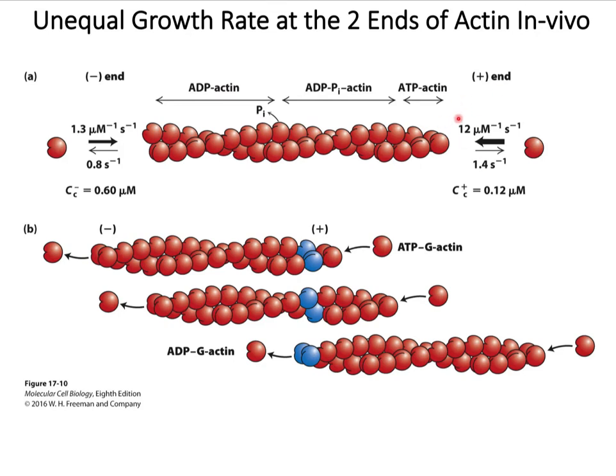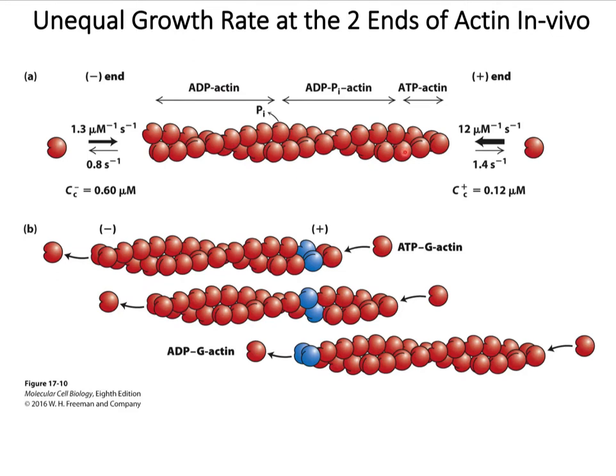Similarly, if you just look at this bottom skinny arrow, which shows the dissociation or depolymerization of the G-actin, at the plus end the rate of dissociation is 1.4 per second and 0.8 per second at the minus end. The values are much closer. So you can conclude that the rate of dissociation does not depend upon the concentration of the G-actin. But what is the implication of these association and dissociation rates for actin dynamics?